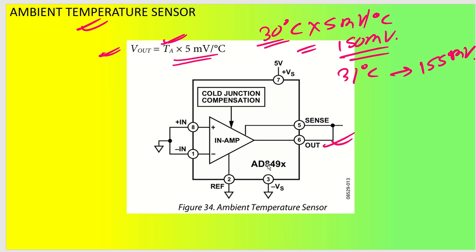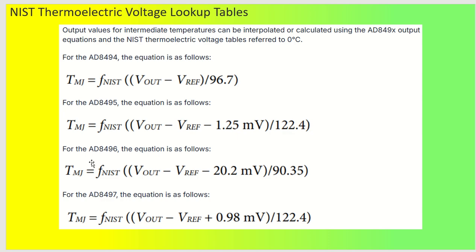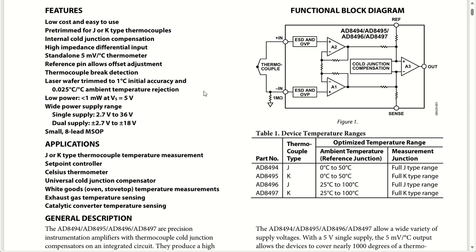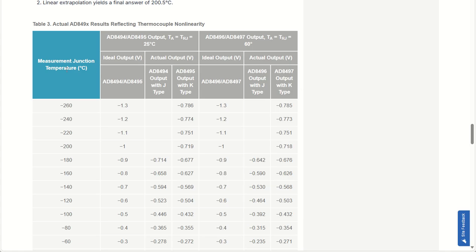Now, for different ICs, basically the transfer function is different. There is an application note in the datasheet itself, and you can refer to this. So you can see for 8494, this is the temperature measurement that will come up, like 96.7. Then for 8495, this will be the temperature that you will be observing based on your output voltage and all these things, and it has compensation as well. So it has 122.4 gain. Similar to that, for 8496, this is the temperature you will get, and for 8497, this is the temperature you will get. If you want to see this particular application note, I will give you a link for that as well.